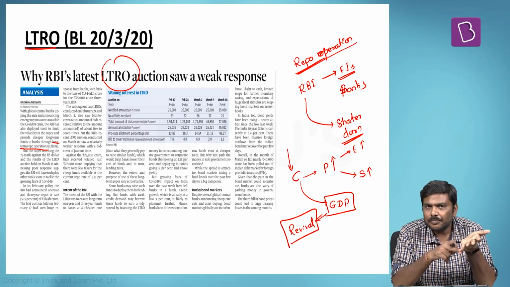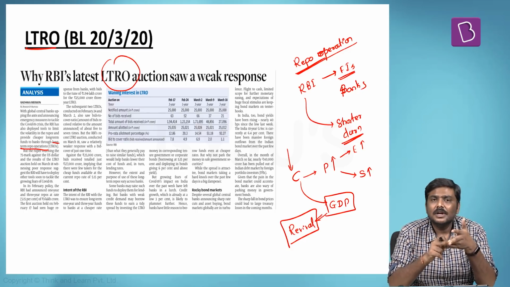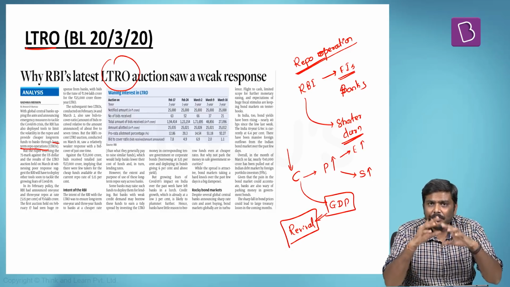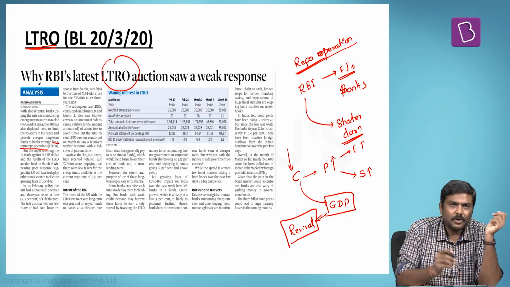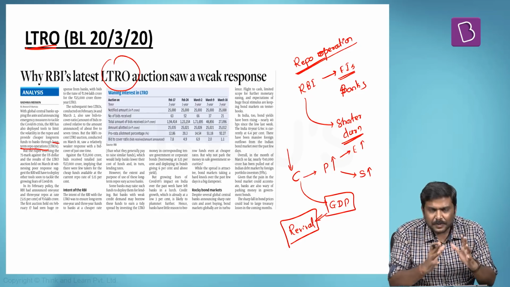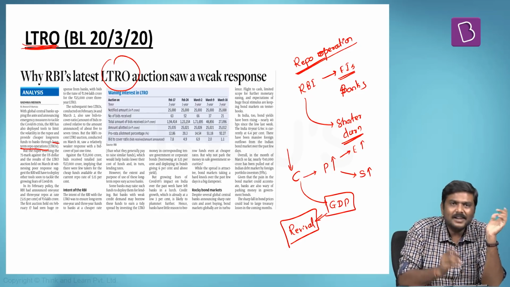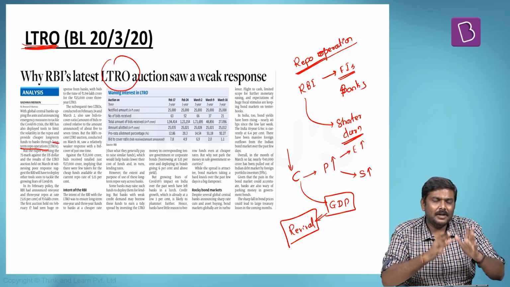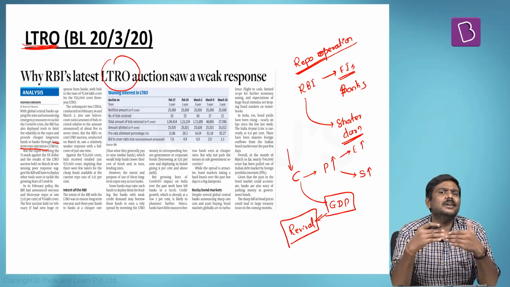It has reduced repo, it has reduced reverse repo, it has conducted operation twist, it has introduced many more tools such as LTRO in order to ensure that the supply of money increases in the market. Now in this particular article, we will be looking at LTRO. What has happened to LTRO and what is the basic concept of LTRO?